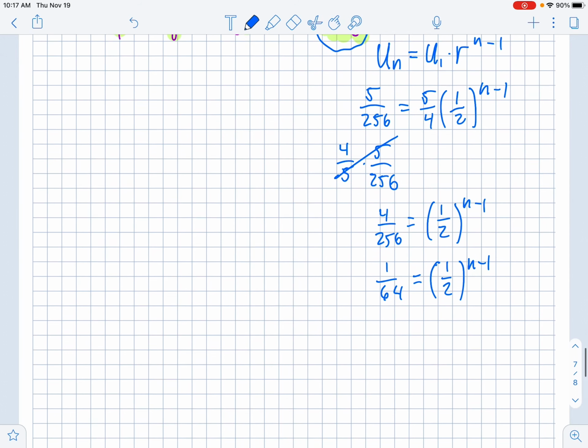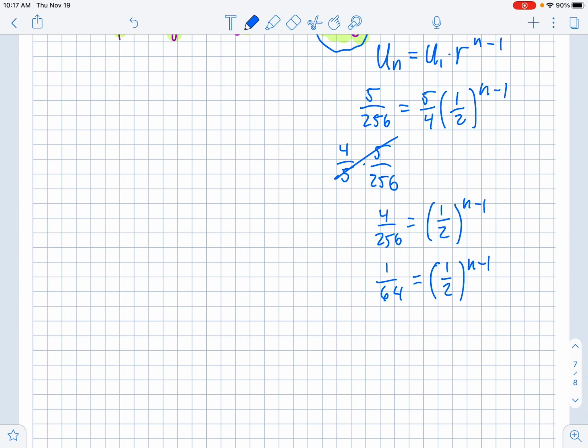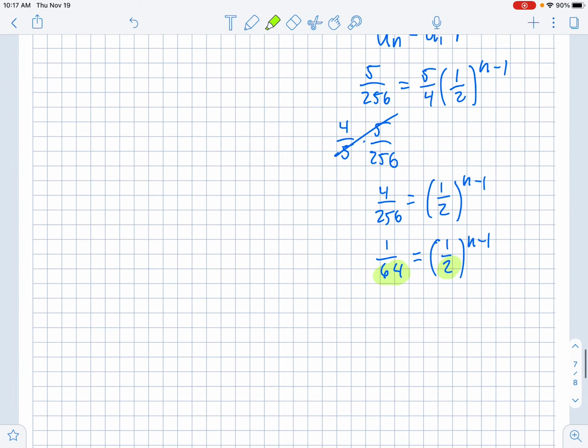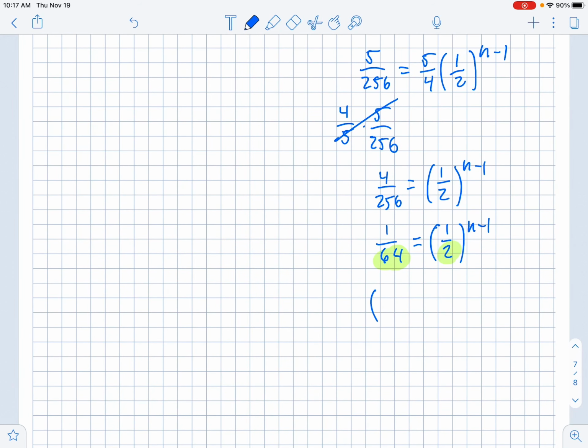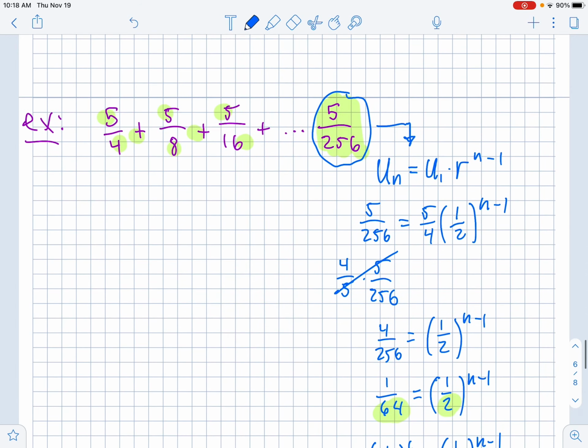Then you could either use logs or you could guess and check. My brain's thinking that 2 to some power is 64. Is it 2 to the 6th? Yeah, it is 2 to the 6th. So this whole side is 1 over 2 to the 6th, and this is 1 over 2 to the n minus 1. So 6 is equal to n minus 1, so n is 7. That means that all of that was just to figure out that this right here is the 7th term.